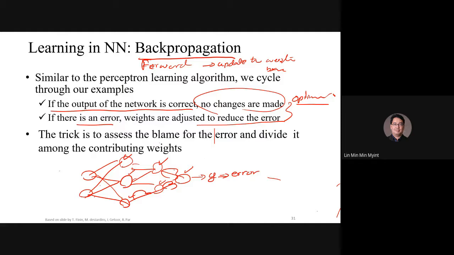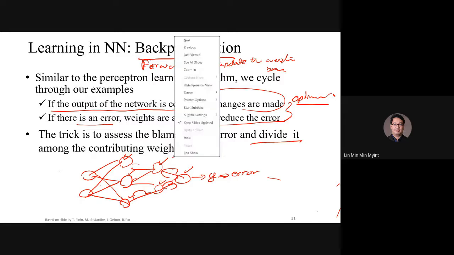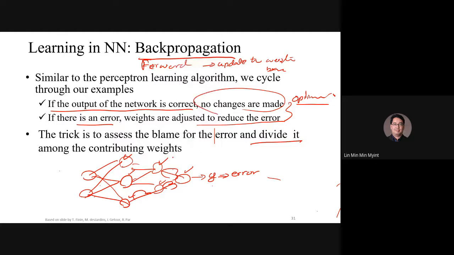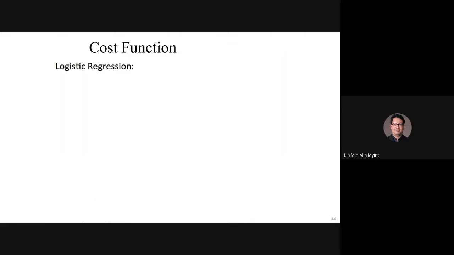they blame all the nodes, all the units, and that blame is not only for the one, it will be divided to the contributing weights, because this output is the contribution of all the nodes. This error should be the responsibility of all the nodes. So that's why the error should be divided and then taken care of by each weight. That applies in the neural network.